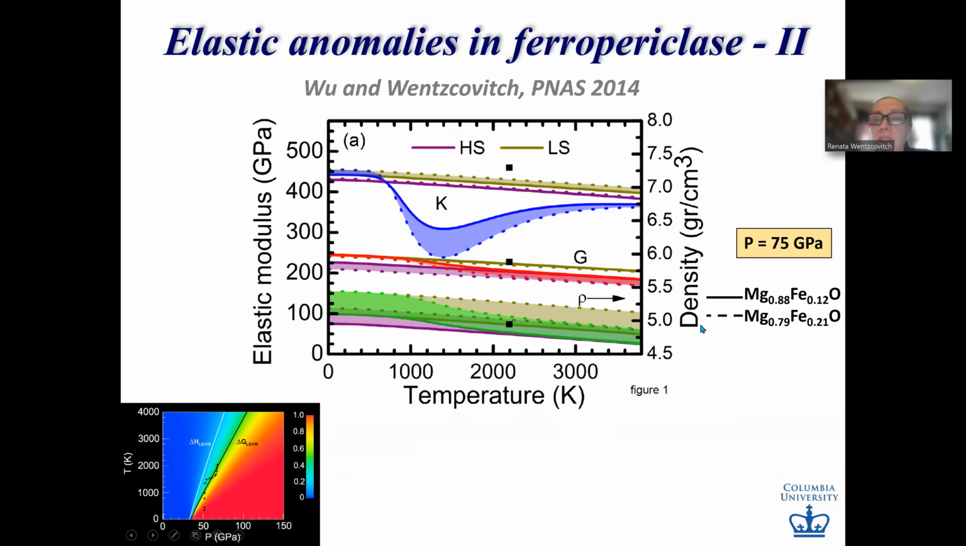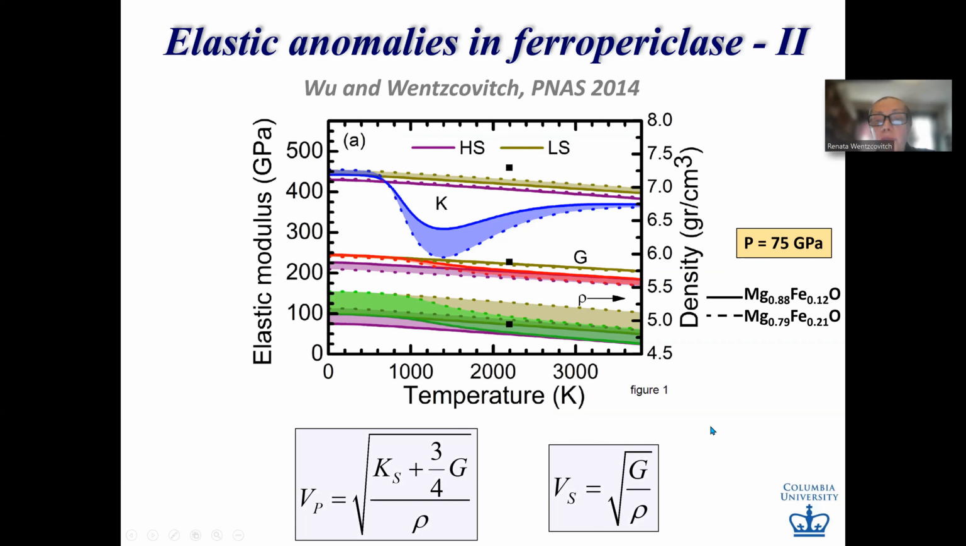The more iron you have, the larger the anomaly. Here I have two concentrations, 12 and 21, okay? And there is no serious anomaly in the shear modulus or in the density. So suppose that plume, as I showed, is rising from the core-mantle boundary through the lower mantle. You have a certain temperature at a certain point, and then you move laterally a couple of kilometers and the temperature is higher. What happens with the bulk modulus? If you increase the temperature, the bulk modulus increases and the shear modulus decreases. So essentially, you increase the temperature, the shear velocity decreases.